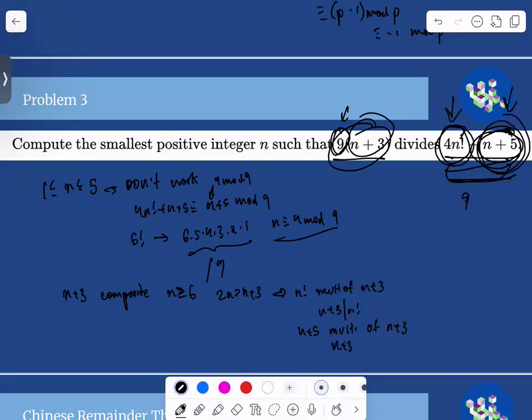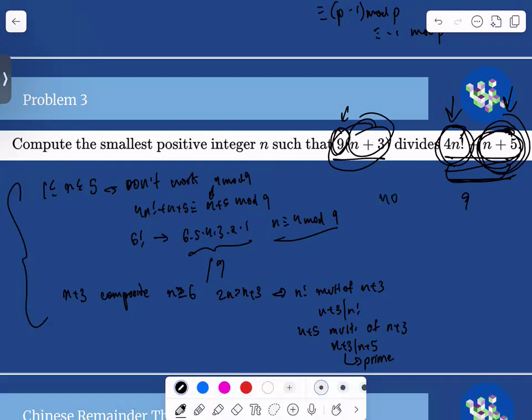But that's not possible because they just differ by 2. And so thus n plus 3 has to be a prime. And so then the smallest possible n that would satisfy the above conditions that we outlined would just be 40.